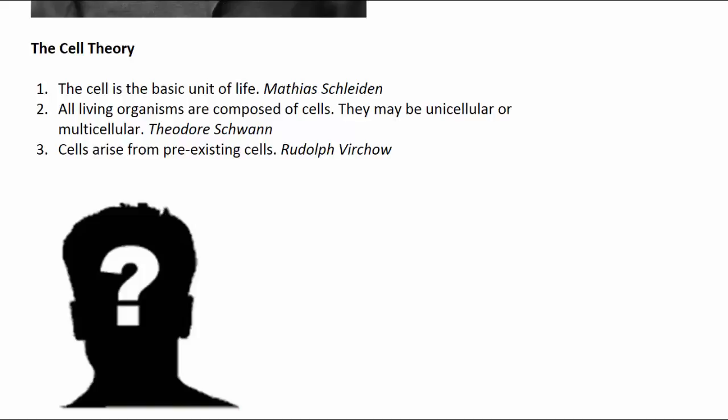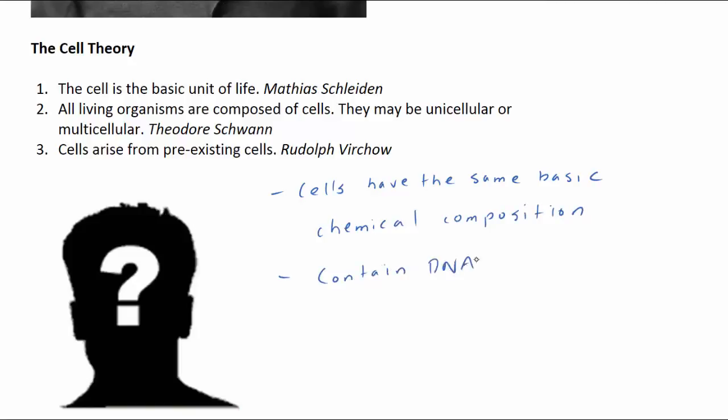Well, yes. The modern cell theory includes the ideas that cells have the same basic chemical composition, use energy, and contain DNA that is duplicated and passed on as each cell divides. So in reality, this theory has not been finalised yet and could be further developed by our biology students.